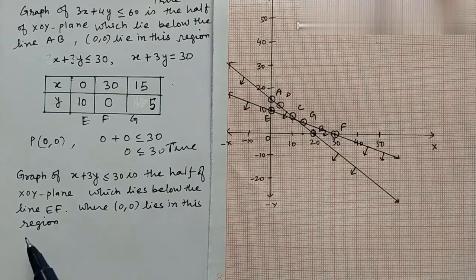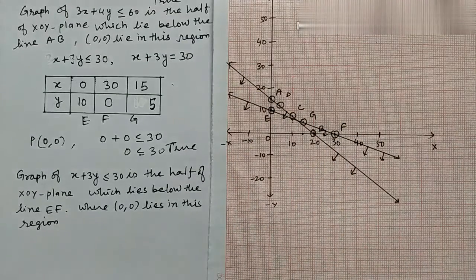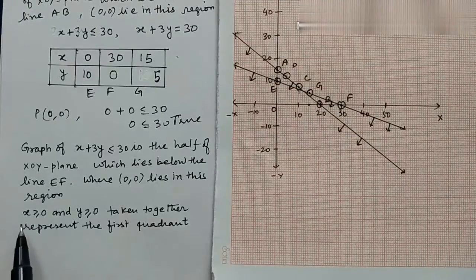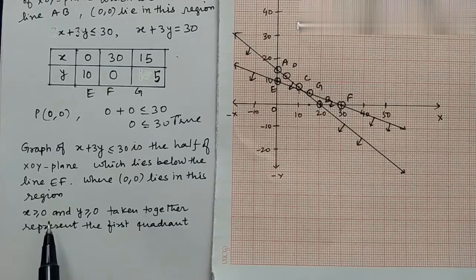Now two inequalities are remaining, x greater than or equal to 0 and y greater than or equal to 0. These taken together represent the first quadrant, meaning x greater than 0 and y greater than 0, so we can take it as the first quadrant.